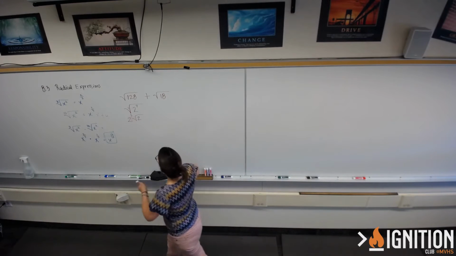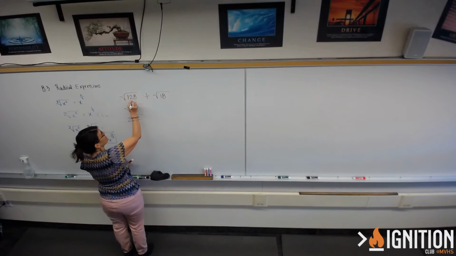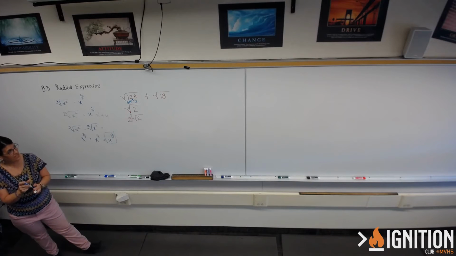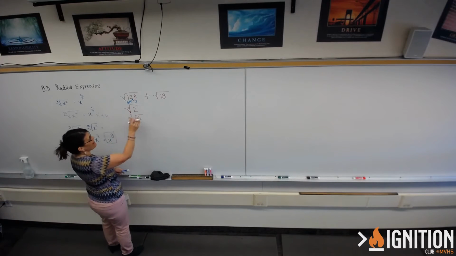I would do it this way. 128 is 64 times 2. What's the square root of 64? 8. Totally okay what you did, Corey. Of course, my way's better. Either way, you get 8 root 2.